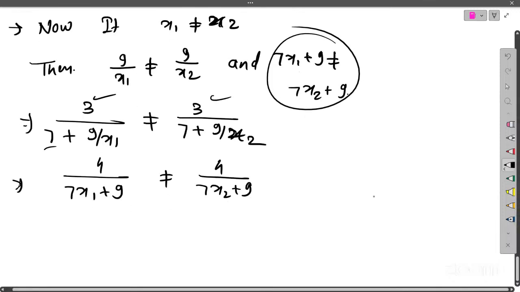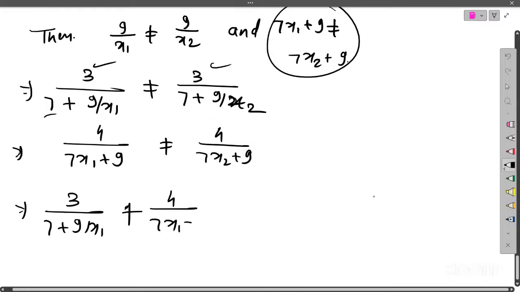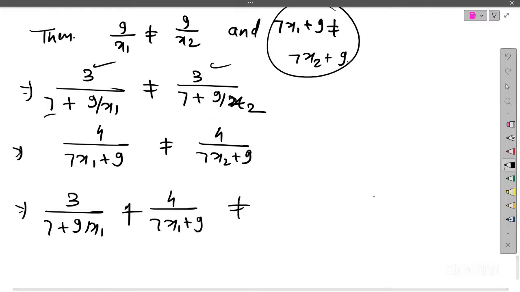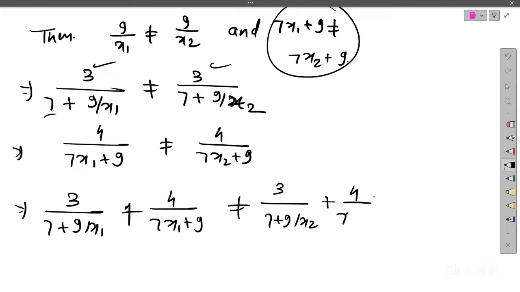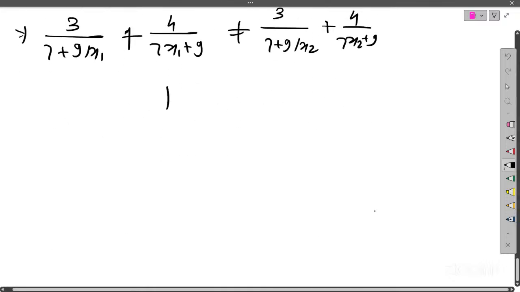So ultimately, since these two terms are not equal, their addition is also not equal. So we can say that 3 upon 7 plus 9 by x1, this is also plus 4 upon 7 times x1, is not equal to the addition of these two things, 9 by x2 plus 4 upon 7x2 plus 9. So ultimately, we can say that f of x1 is not equal to f of x2.